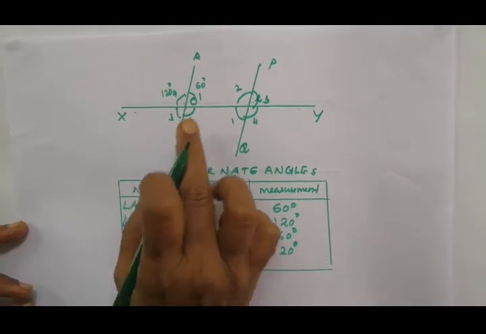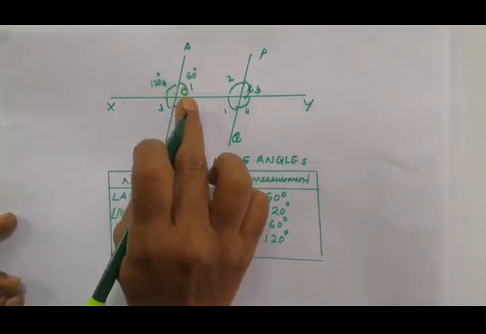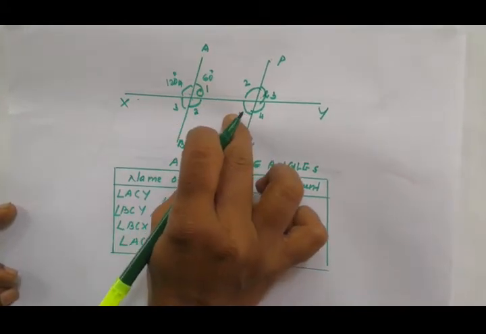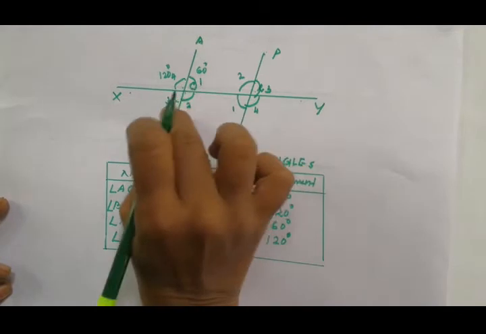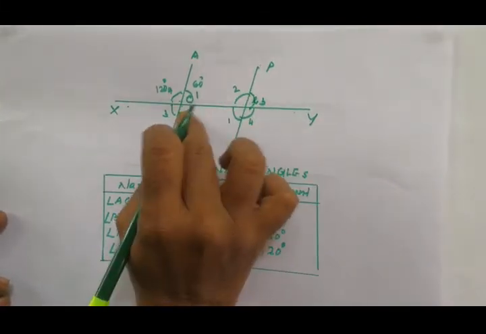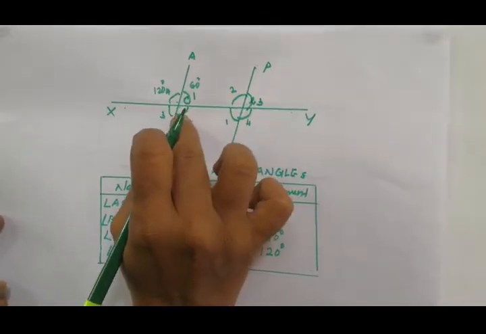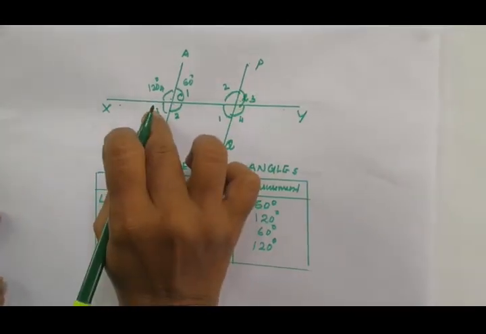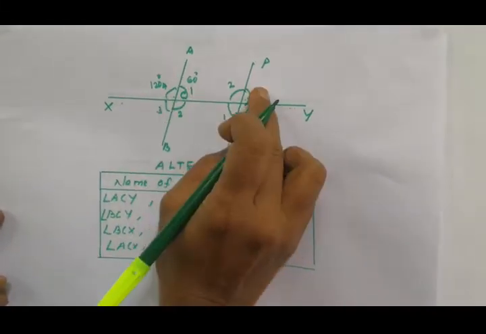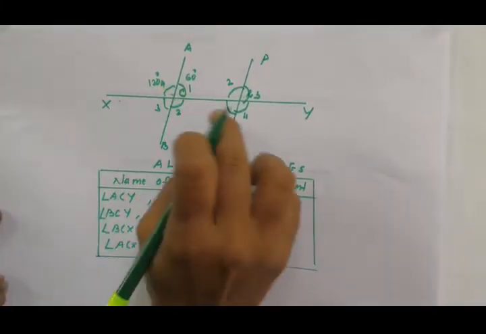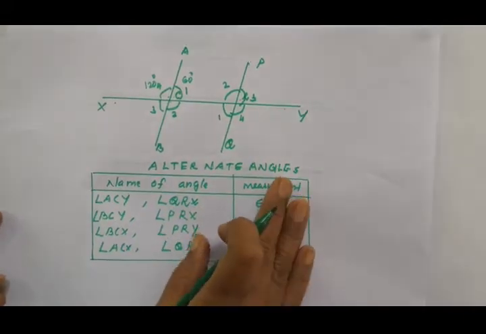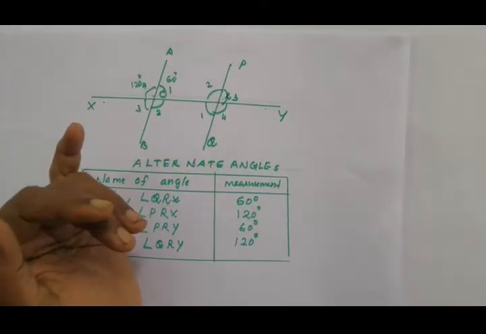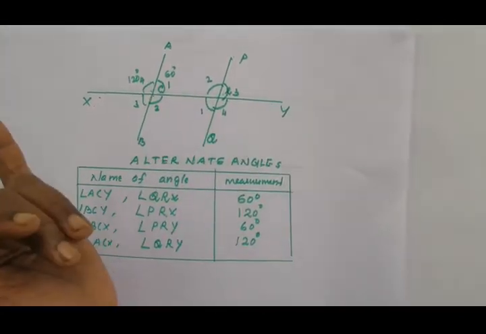In these angles, the first one here and the first one here, these two are in reverse position. Here the second and this second, also in reverse position, that is the opposite position. The third and the third are also in reverse position. Here also the fourth. Thus you can write alternate angles in any other line cut by these parallel lines.